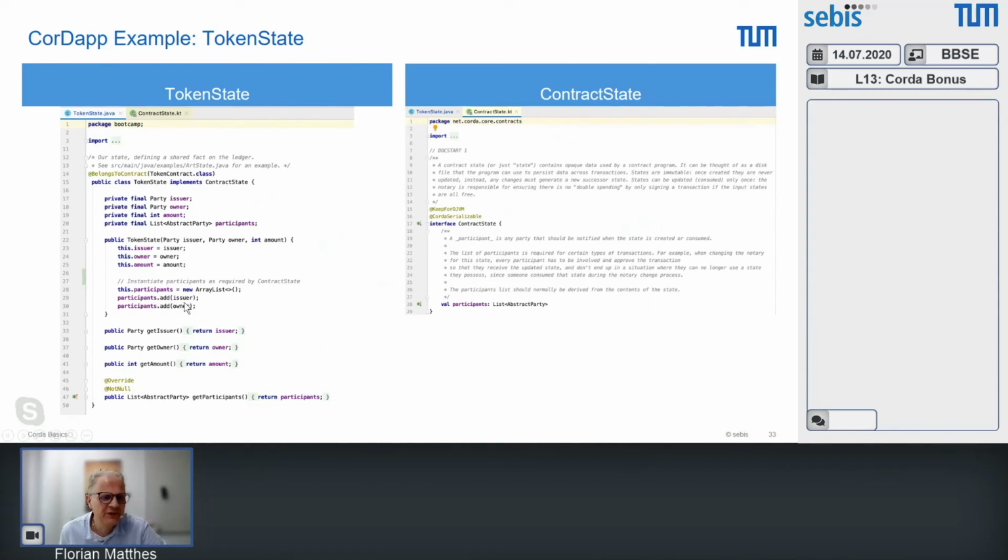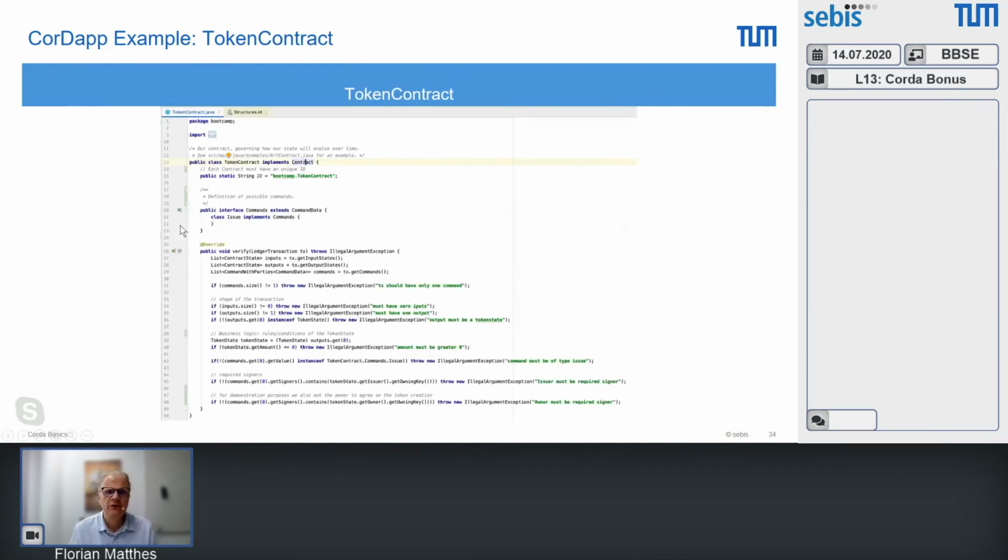So here it's attached to the state. Therefore, these are participants which should be notified about these state changes. And then we have the getter methods: get issuer, get owner, get amount, which return the respective fields. And then we have the get participants method, which returns the participants. So as you see, there's a lot of boilerplate code, which is maybe the template you would then use to define your own contract state, enriching it with the necessary parties.